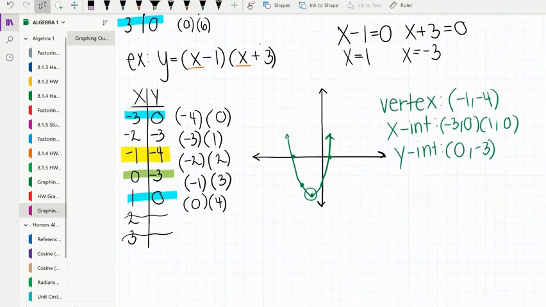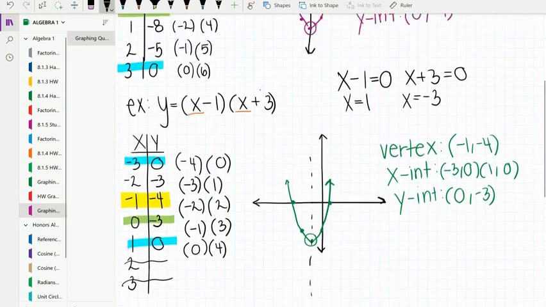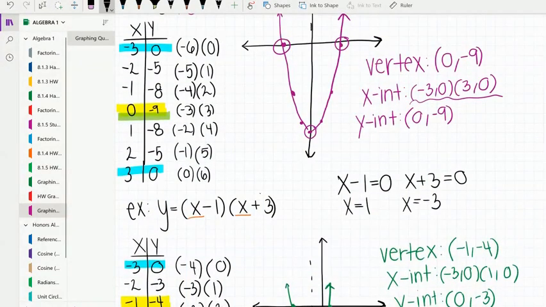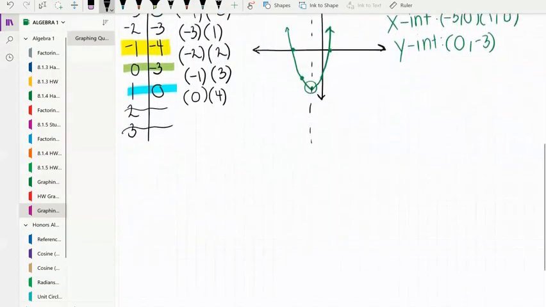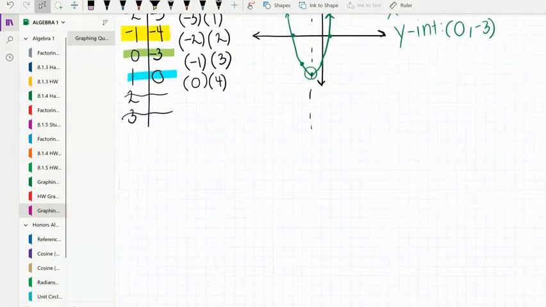The other thing I want us to notice is, are we seeing any relationship to where the vertex is and where the x-intercepts are? We should notice that it's exactly in between, or halfway in between. So we look at that, halfway in between, and we can see here too that the vertex is halfway in between.